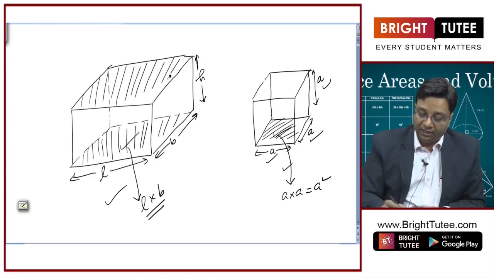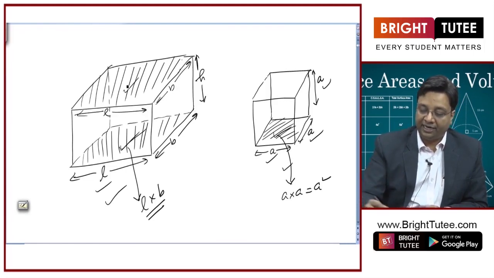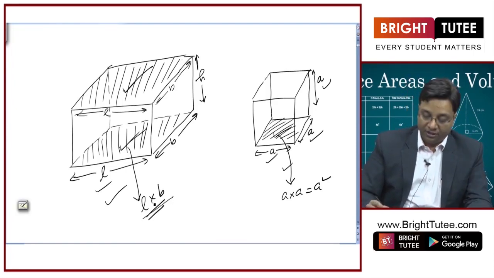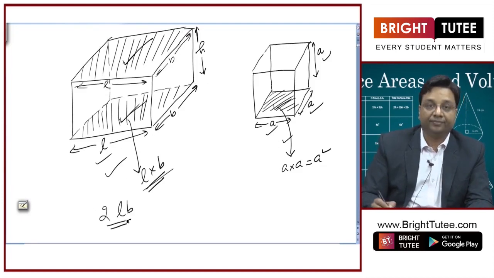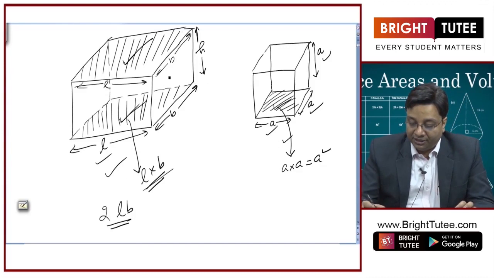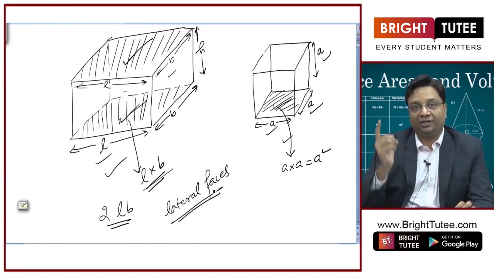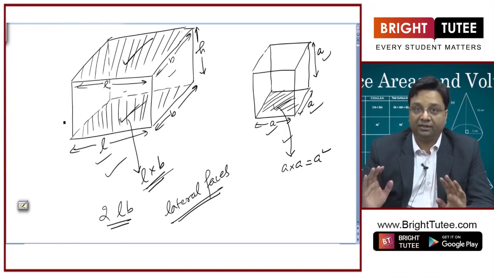If the room is cuboidal, the ceiling will have the same dimensions as the floor, right? Because if this is L, this will also be L and this will also be B, and it is rectangular in shape. So, the area is the same, L into B. Now, if I want to combine the areas of top and bottom, I will say 2LB, right. The rest of the faces are lateral faces, right. So, if I want to calculate the lateral area, I will calculate the areas of these lateral faces.